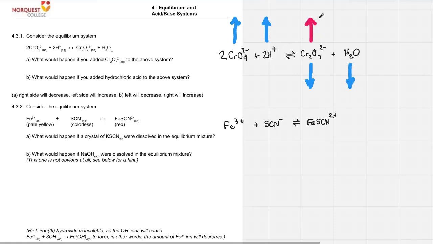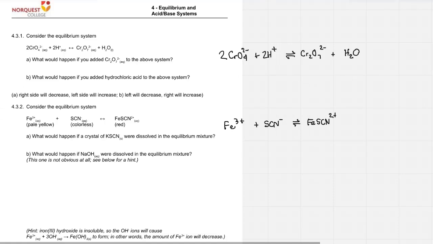So we do this to mess up the system. The system does all these blue things trying to cancel us out. So when they say what would happen, the long answer is chromate ion will go up, hydrogen ion will go up, dichromate ion will go down, and water will go down. The short version is the equilibrium will go left, or the system will go left, producing more left side stuff as it tries to cancel this stress. Good. Let's get some reps in here.